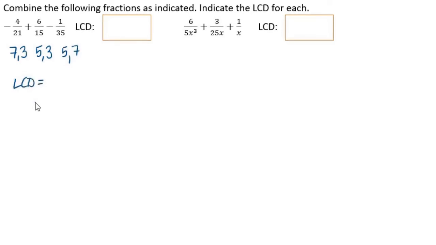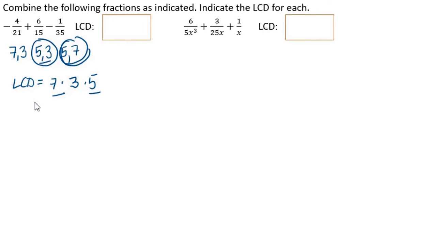So in order to be divisible by 21, the LCD must have a 7 multiplied by a 3. In order to be divisible by 15, it must have not only a 3, but also the 5, so we'll add that in. And to be divisible by 35, it needs both a 5 and a 7, which it already has. So it only needs one 5 at a time. It either is going to be divided by 15, or it'll be divided by 35. These don't happen at the same time, which is why we only need the one 5. 7 times 3 times 5 is 105. So here we find an LCD.